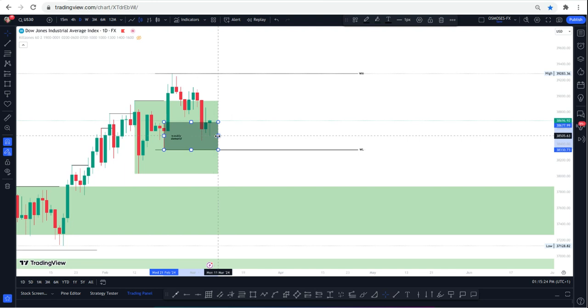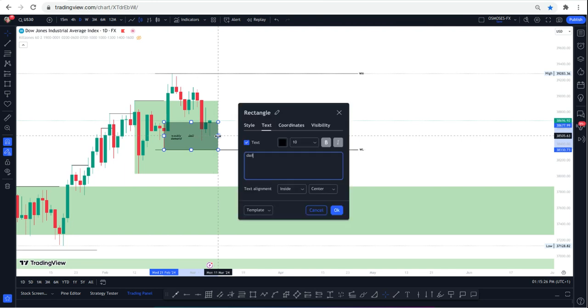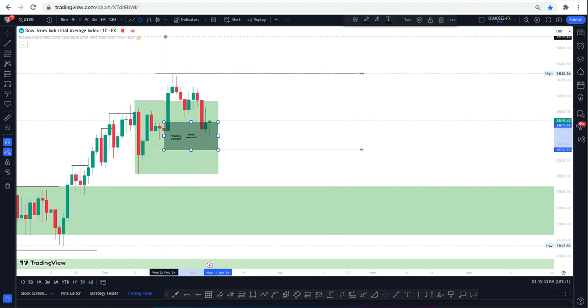So this is the daily amount, and inside here I want to see some reactions.